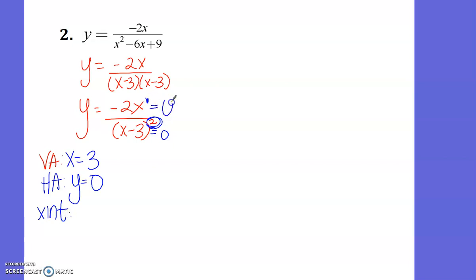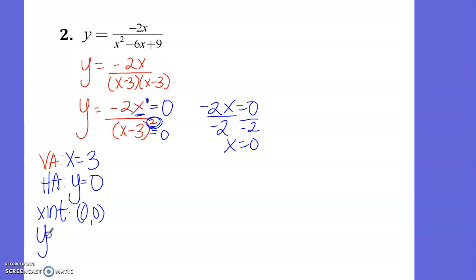X-intercept, we set this equal to 0. Well, -2x equals 0. When I divide by -2, I get x equals 0. So I have an intercept at (0, 0). I knew I had an intercept because I had an x in that numerator. You can plug in 0 for x to get your y-intercept, but if I get (0, 0) for my x-intercept, I know this has to be my y-intercept too.